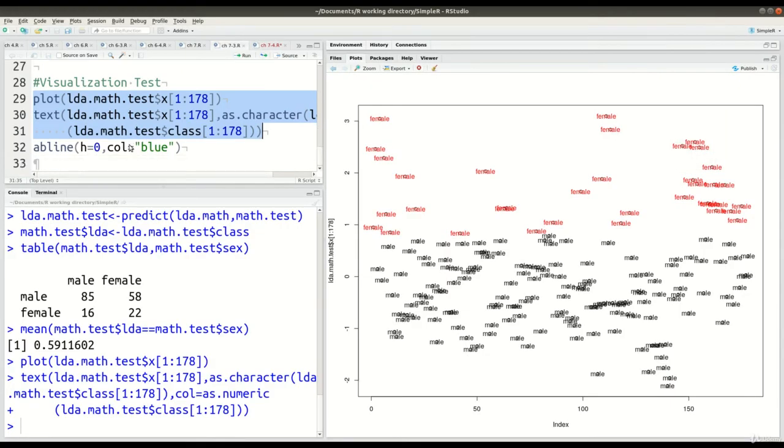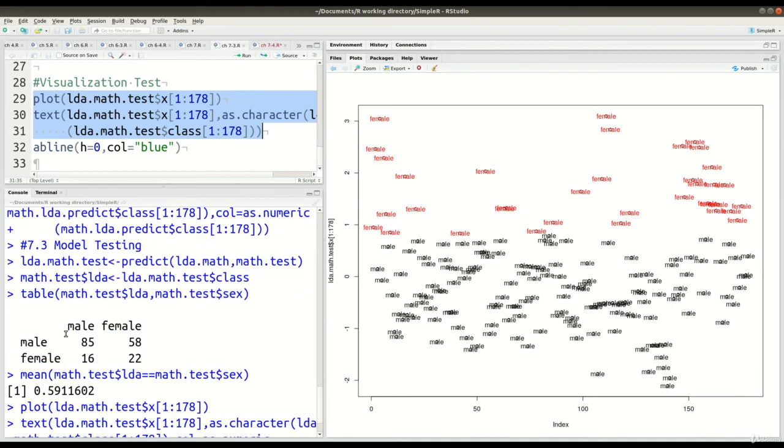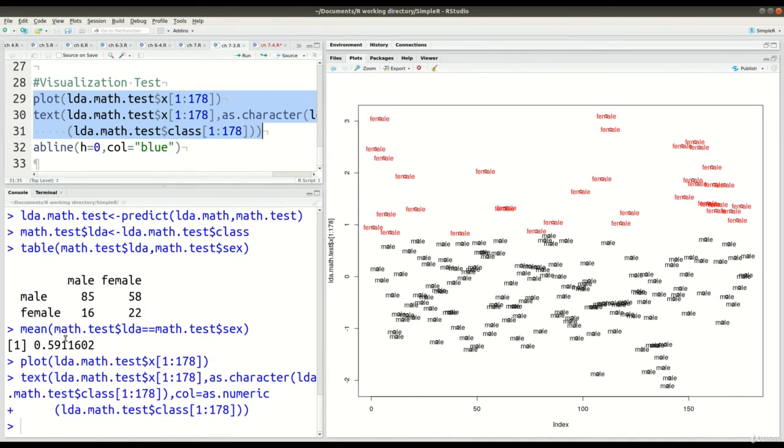All right, and so that pretty much wraps up this video. The key thing to remember as we walk away from here is the accuracy. On the training set, it was 70%, and on the test set it was 59%. And now in the next video, we're going to see how quadratic discriminant analysis compares to what we did with linear discriminant analysis.